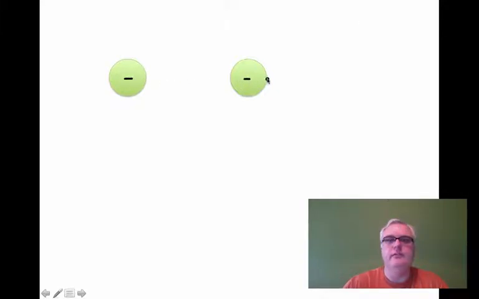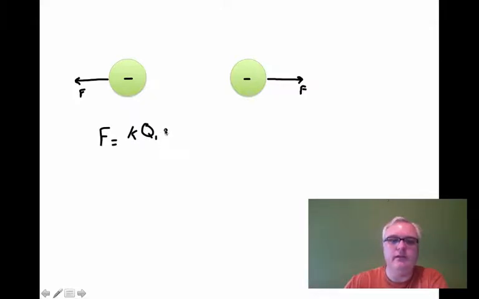So these two negative charges also experience a force pushing each other apart. Now, the person who came up with the relationship that gives us this force is a French physicist by the name of Coulomb. We call this Coulomb's law. That's where we get the unit for electric charge from, the coulomb.